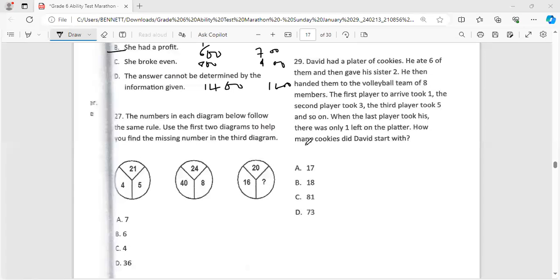Sir, I'm still confused. Sir, can I explain? Okay, go ahead. First you add 4 and 21 and you get 25, and then you divide that by 5. And then add 40 and 24, which is 64, and you divide that by 8, and you'll get 8 again.